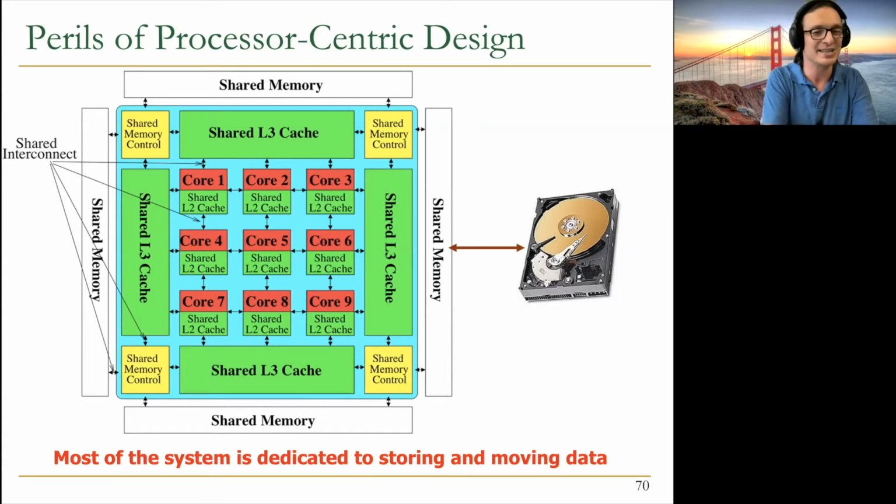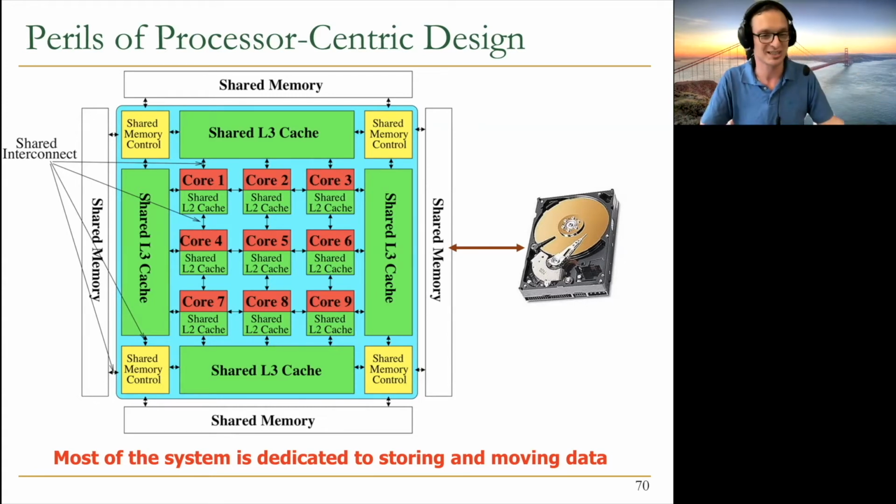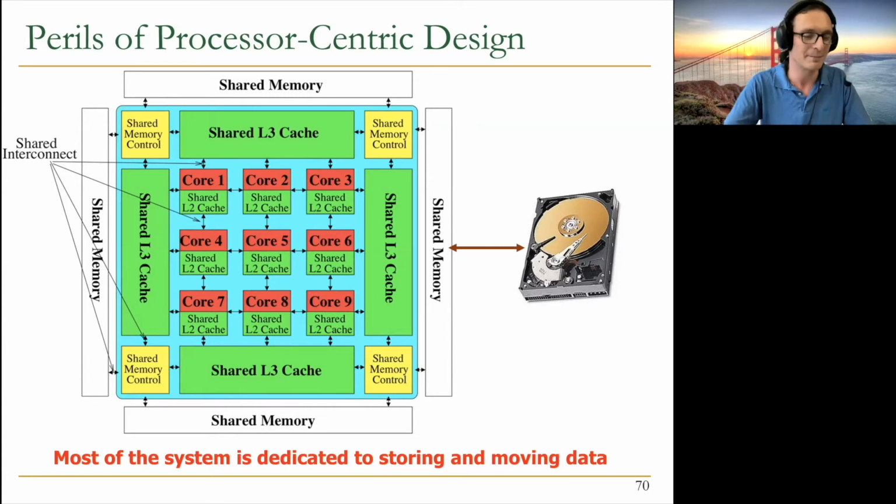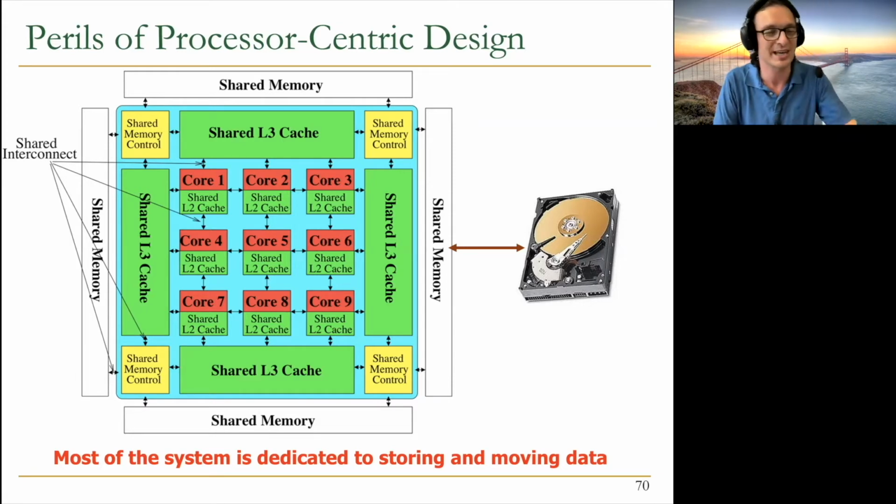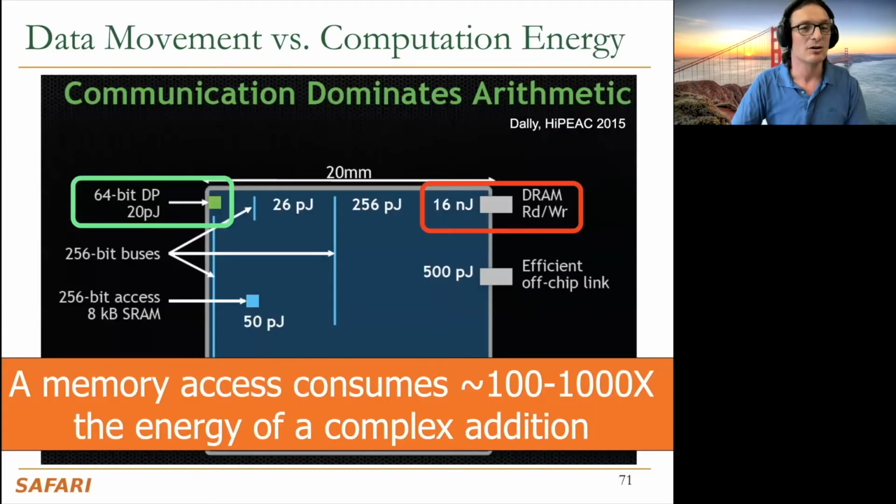And AMD is adding, as I showed you earlier, even more cache into the system, right? That's true for all companies, not just AMD. I picked on it because they announced this 3D stacked cache, right? Okay, so maybe we're doing something fundamentally not right at this point. So, data movement versus computation energy. You've also seen the slide. Basically, today, a memory access consumes 2 to 3 orders of magnitude the energy of a complex addition.